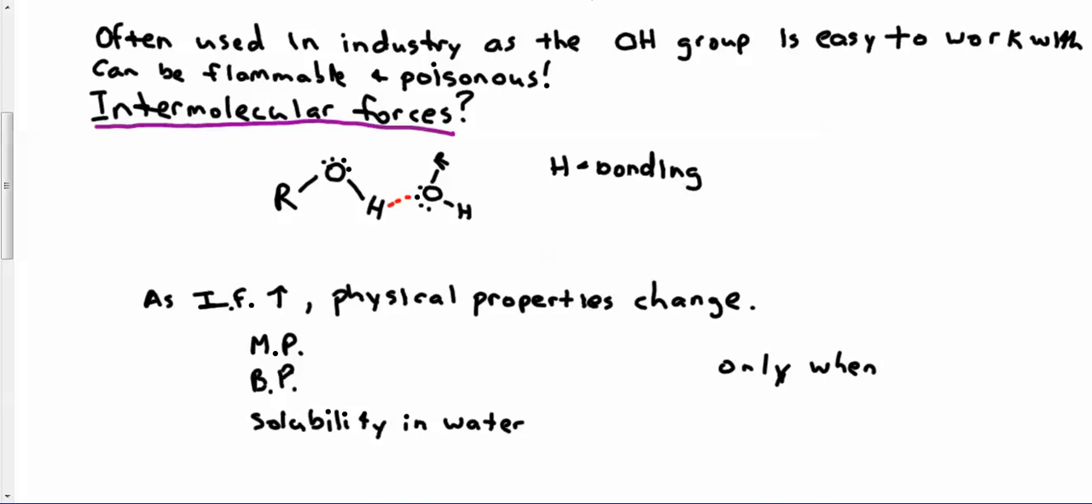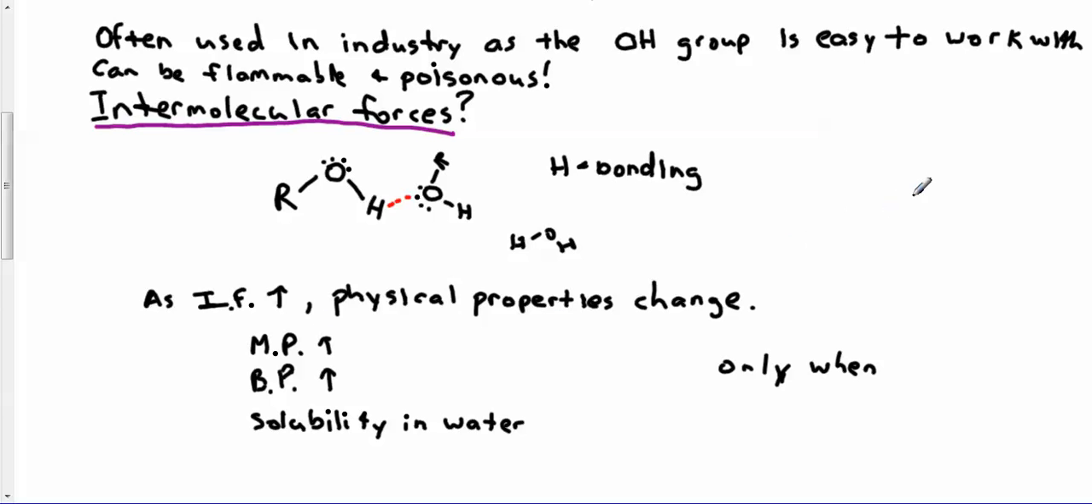Now, as intermolecular forces get stronger, physical properties start to change. The melting point would go up, the boiling point would go up, and their solubility in water, because OH looks kind of like H bonded to an O bonded to an H, solubility in water would go up. That's for an alcohol compared to a similar hydrocarbon.